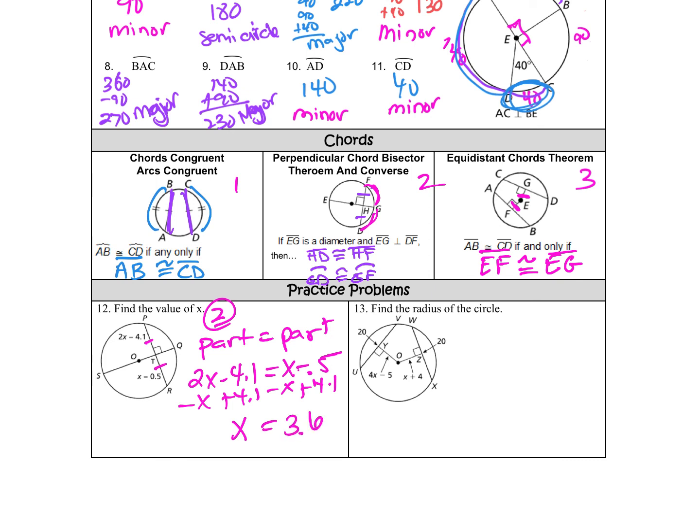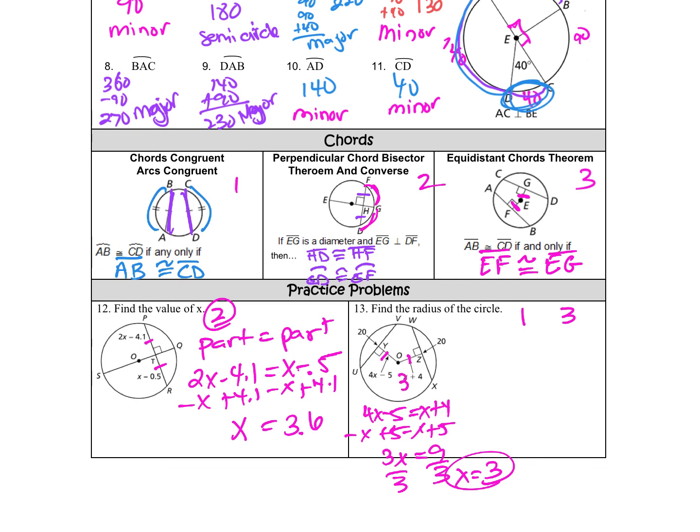Now let's look at the last one. This one has a little bit more. We're going to be looking at number 1 and number 3. It says we're trying to find the radius of the circle. I can say that these two are congruent to each other. So first thing I'm going to do is say 4x minus 5 equals x plus 4. So I'm going to subtract x on both sides. I'm going to add 5 to both sides. That gives me 3x equals 9. I'm going to divide by 3. X equals 3. So when I substitute back in, this right here is going to be 7.